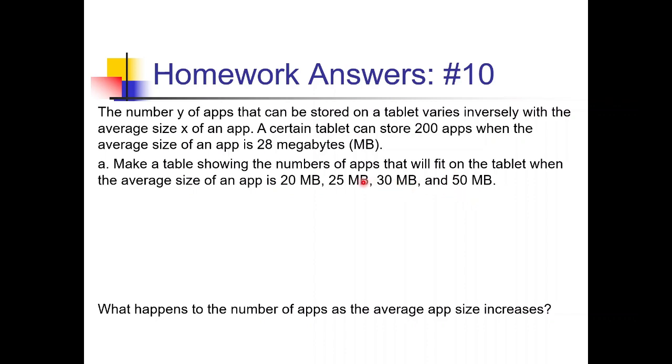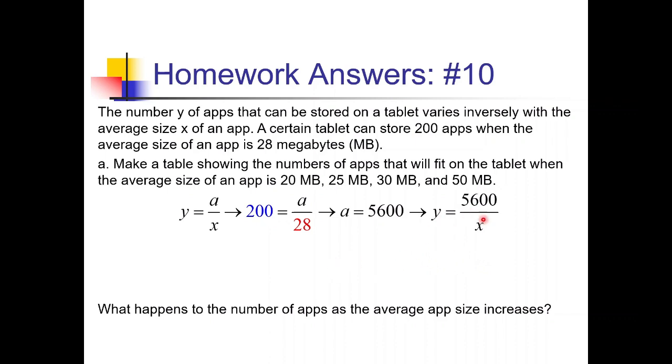So since they're already telling us that we have inverse variation, we can use our inverse variation formula, y equals a over x. And they told us that we could store 200 apps when the average size was 28. Let's see, so that means we have 200 for the y equals a over 28. And if I multiply both sides by 28 to get the a by itself, that's going to be 5,600 for the a value. So plugging that back in, our formula then is going to be y equals 5,600 over x.